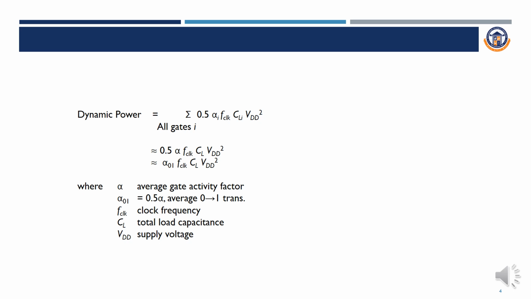Dissipation is equal to the summation of 0.5 alpha i f clock CLi VDD square for all gates. That is, approximately, alpha 01 f clock CL into VDD square. These are all multiplied, where alpha is the average gate activity factor. Alpha 01 is equal to 0.5 alpha, the average 0 to 1 transitions. F clock is the clock frequency, CL is the total load capacitance, and VDD is the supply voltage.